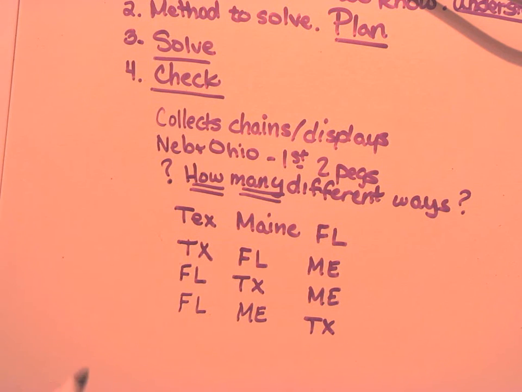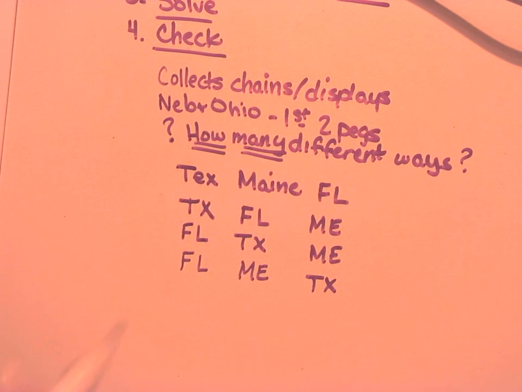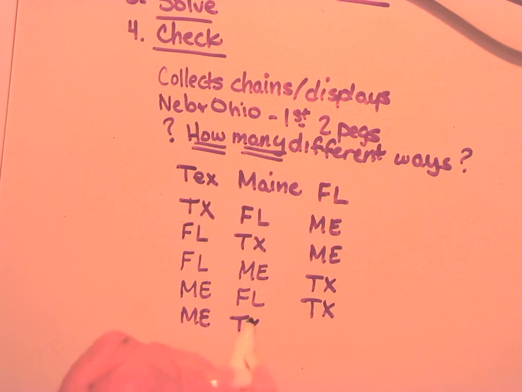Now the only one who hasn't been at the beginning yet is Maine. So we're going to take Maine and put Maine in the front. And then we have Florida and Texas. And then again we're going to flip-flop those two. So we'll have Maine and then Texas and then Florida. Oops, Florida. All right. So we have those different arrangements.